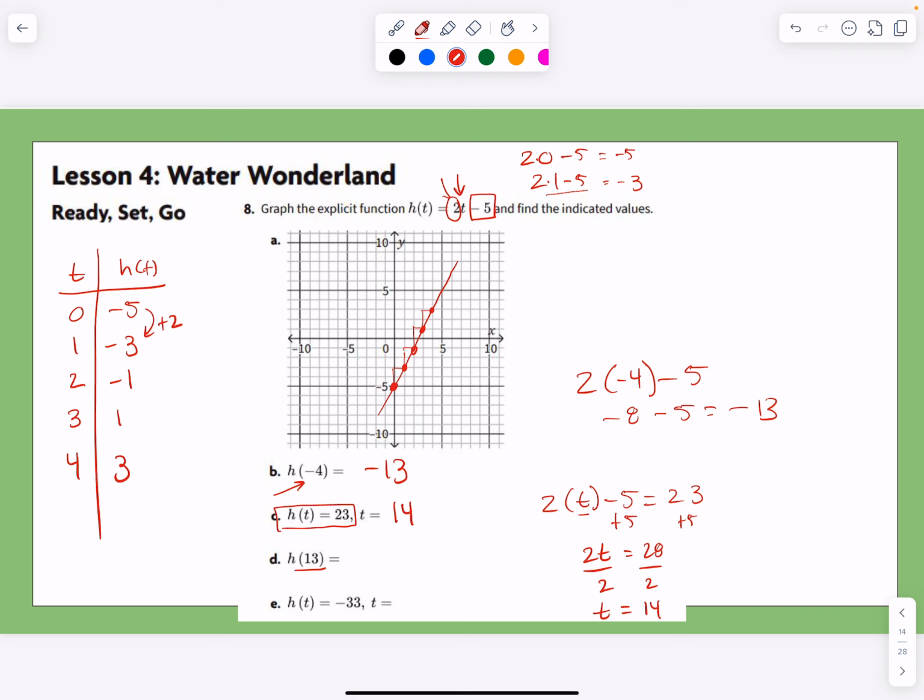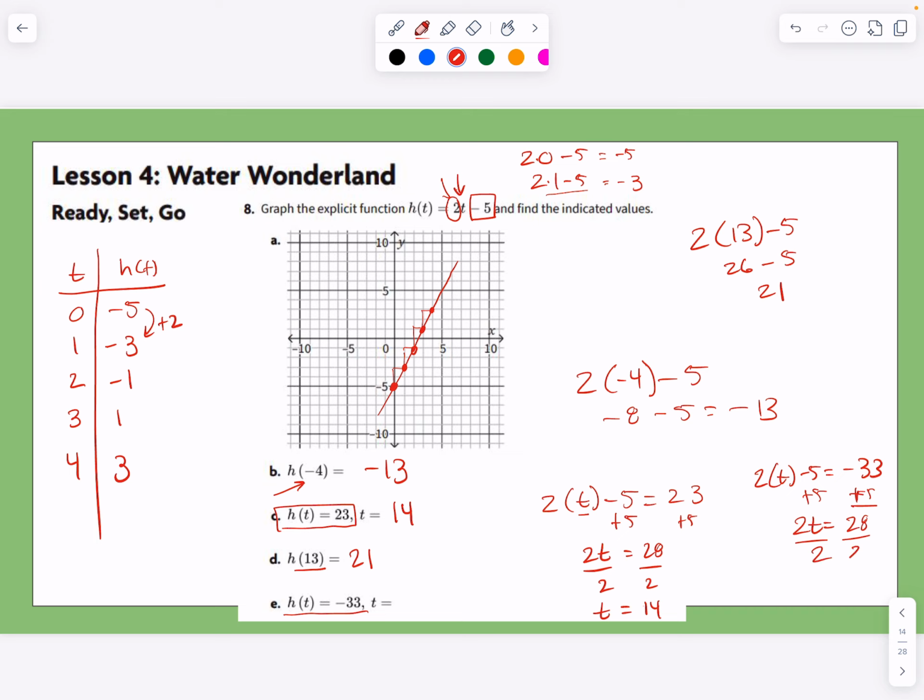The next one, we're going to say that t is 13. So 2 times 13 minus 5 is 26 minus 5 is 21. Okay, so when h of 13 goes into play, the answer is 21. And finally, our last one, when is it equal to negative 33? Same idea. 2t minus 5 equals negative 33. We'll add 5 to both sides. So 2t is equal to negative 28. We divide both sides by 2. And t is equal to negative 14.